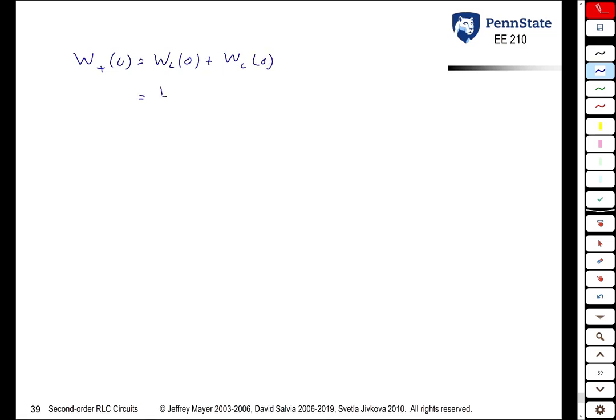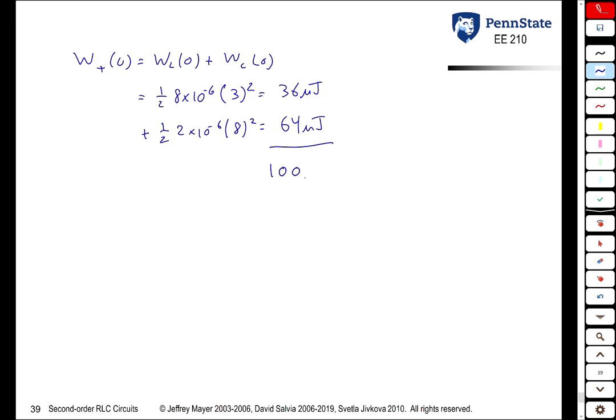The energy in the inductor is 1/2 times the inductor value times the initial current squared, which happens to be 36 microjoules. The initial energy in the capacitor is 1/2 times the capacitor value times the initial voltage across the capacitor squared, which happens to be 64 microjoules. So the total initial energy is 100 microjoules.